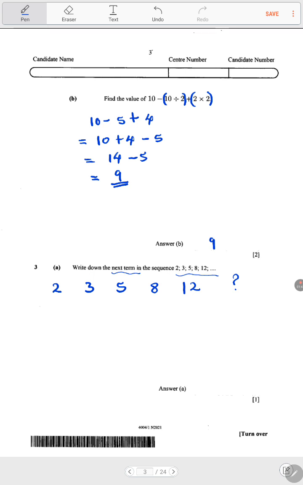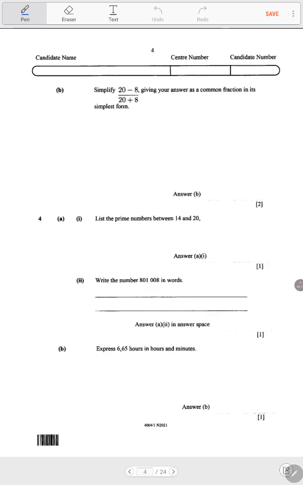term in that sequence. So you're going to realize here we have got a difference of 1, here we have got a difference of 2, here you have a difference of 3, there a difference of 4, which means here we are supposed to have a difference of 5. So our answer is going to be 12 plus 5, and you get your answer is 17. Okay, so let's move on and look at the next question.